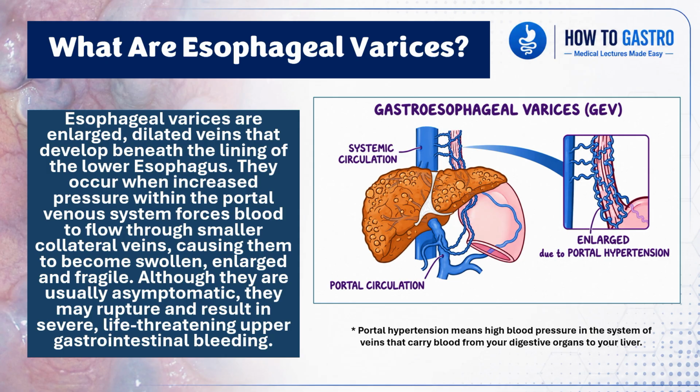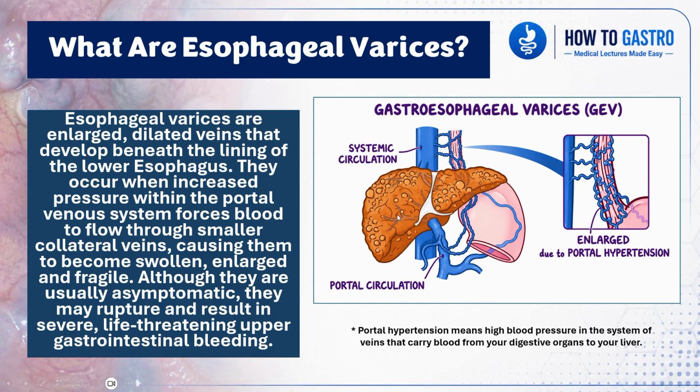So, from this definition of esophageal varices, we understand that they are enlarged and dilated veins that may develop beneath the lining of the lower esophagus. If we take a closer look at this image right here, we see a whole range of dilated veins, just underneath the lining of the esophagus, which is the innermost layer. Normally, in healthy individuals who have a normal healthy liver, these esophageal varices will not develop.